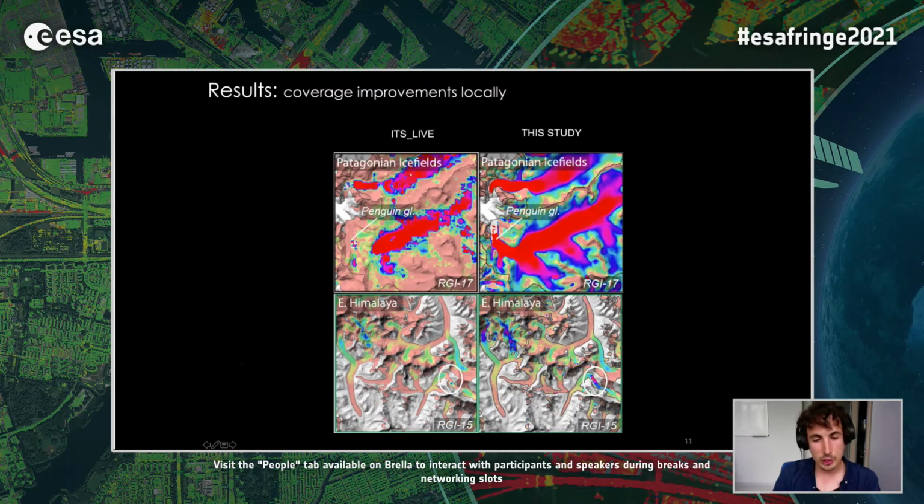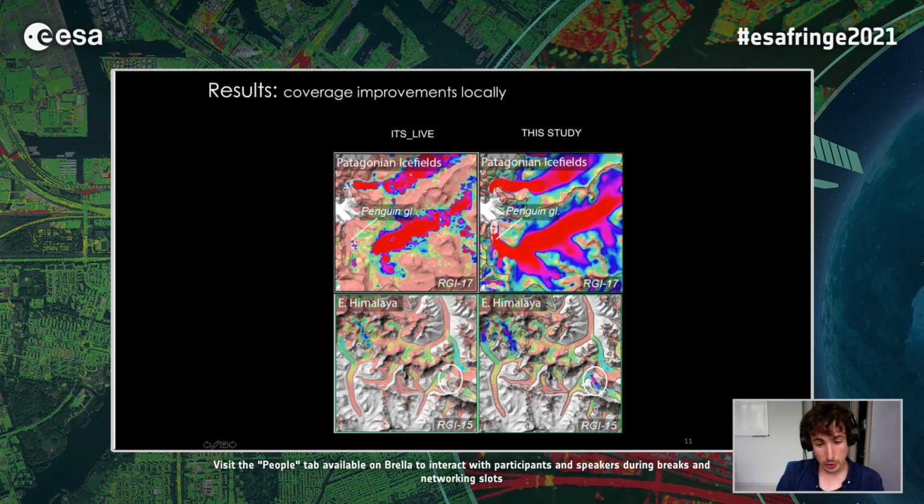Okay, so how did we improve the local coverage? How did the resolution really make a difference compared to what exists? So here you have a comparison between the ITS_LIVE on the left and our composite mosaic on the right. And you can see that for the case of Patagonia, for this example, our velocity mapping really improved the spatial pattern of the velocity field, which was only possible by using a wide variety of sensors, so Sentinel-2, Landsat 8, and more importantly, Sentinel-1.